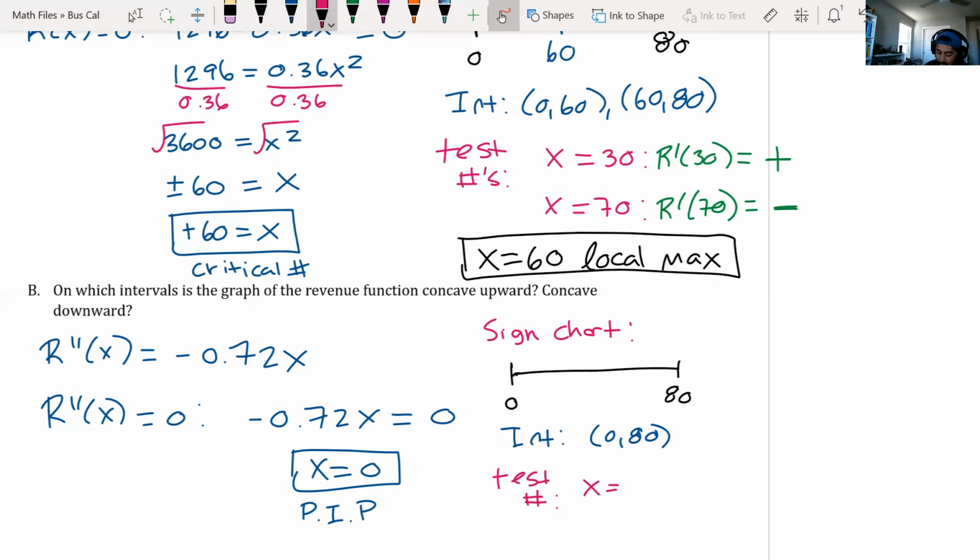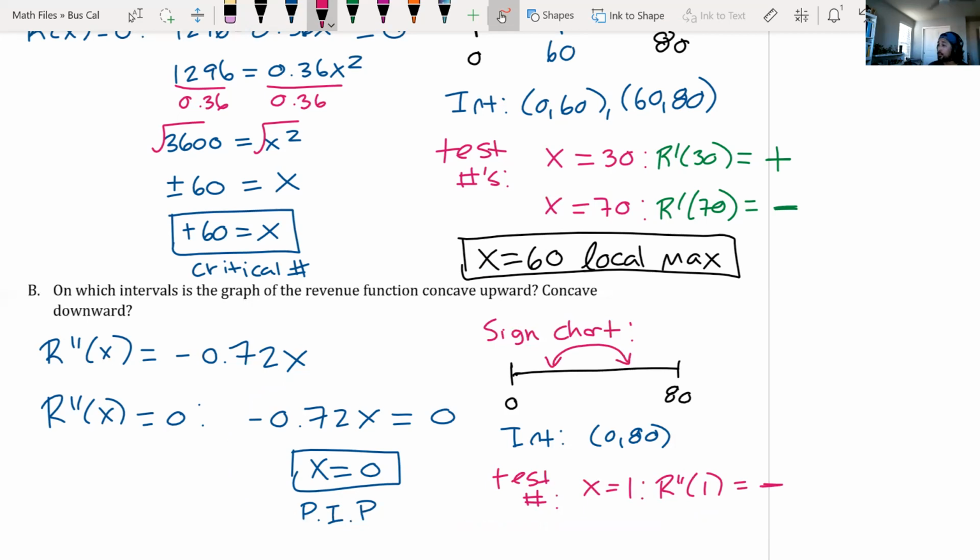1. Perfect. And you plug that into the second derivative, and we don't even need a calculator for that. You plug 1 into here, and the answer is going to be positive or negative. Negative. The answer will be negative, which means that if this is negative, you are concave down from 0 to 80.